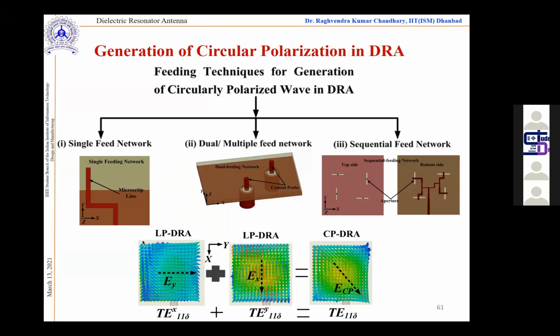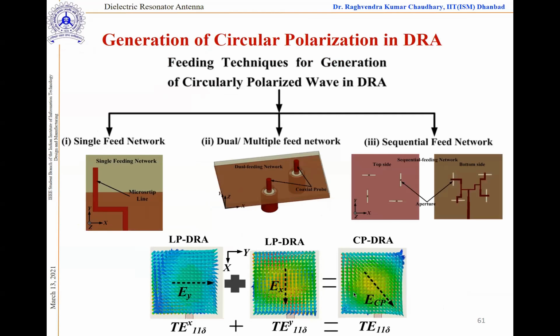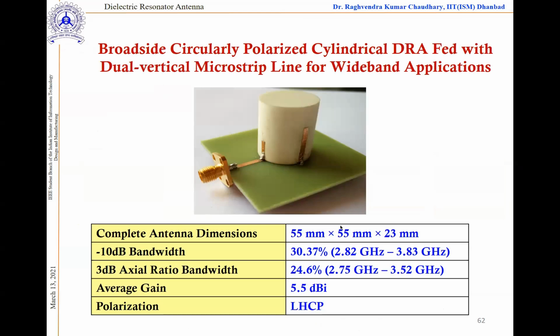Let's say you have a linearly polarized DRA, and you are able to excite the EY component, which is coming with the TE01 delta mode. And if you have another linearly polarized DRA with the EX component, now you have to manage the time delay, and if you are able to find the coupling here so that you can merge them, it will provide you the circularly polarized wave within the DR. Correct. So this is based on this fact. This is a very simple structure.